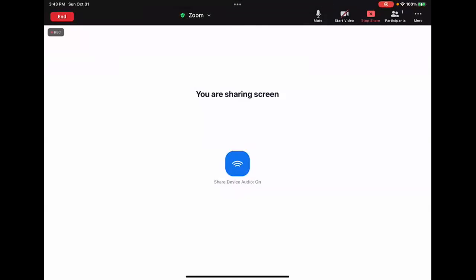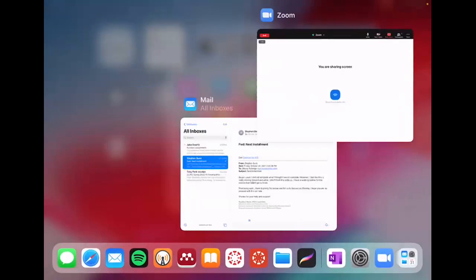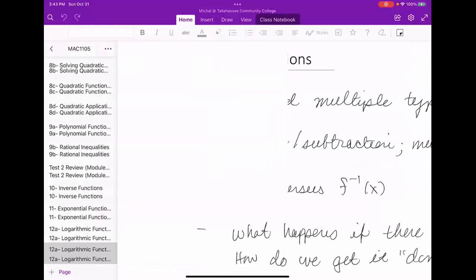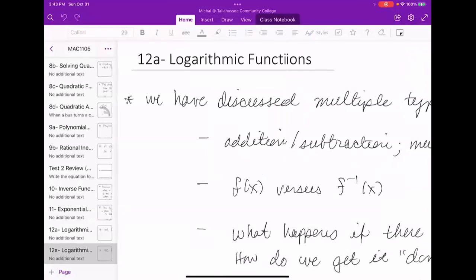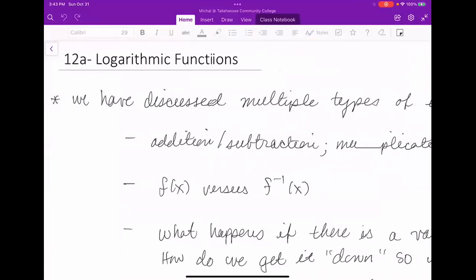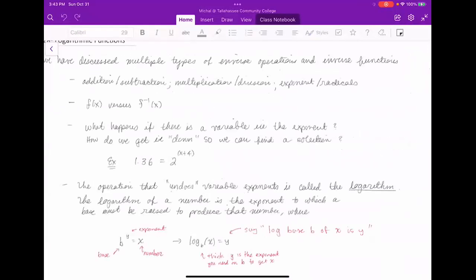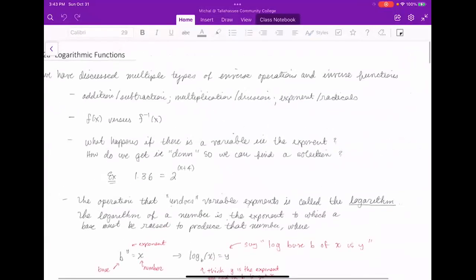Hey there, chickadees. I am writing today because we are going to be looking at logarithmic functions today. So we've discussed many different types of inverse operations and inverse functions so far.